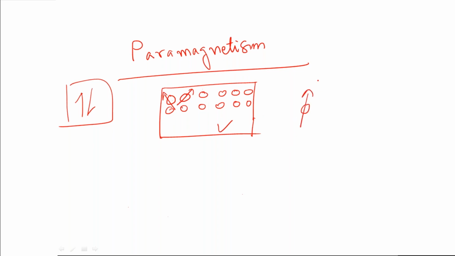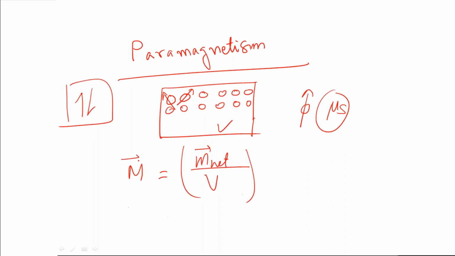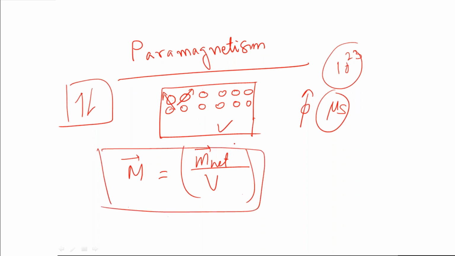So for a paramagnetic material, their atoms have unpaired electrons. This is what I wanted to say. So the origin of paramagnetism is the unpaired electron. So if all the atoms have unpaired electrons, they have a certain magnetic moment, suppose denoted by mu s. And we have defined magnetization as the net magnetic dipole moment per unit volume. This is the definition of magnetization.